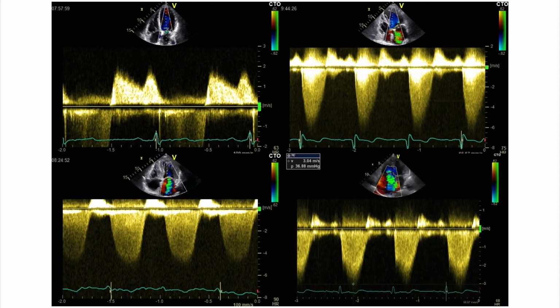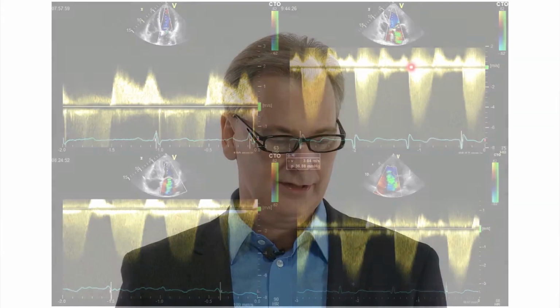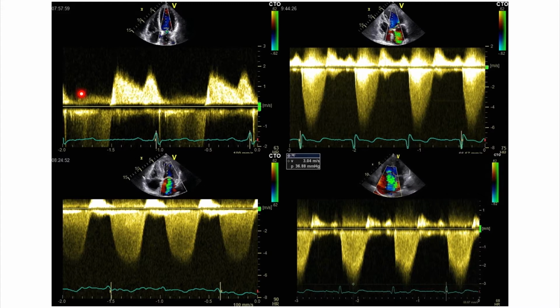Now we can measure the velocity across the different valves. For example, here we would have the signal of mitral inflow. This is mitral regurgitation. Here we have tricuspid regurgitation, and this is aortic stenosis. But all of these spectrums have a few common traits. They have a zero line. They have a velocity scale. They have a time scale and a tracing which either points upwards, as in this case of mitral inflow, or downwards, as here in tricuspid regurgitation.